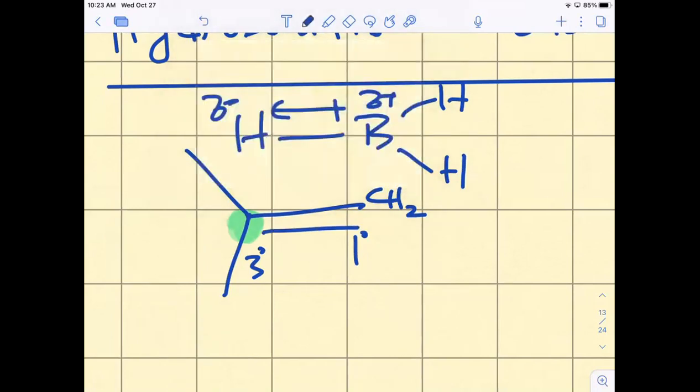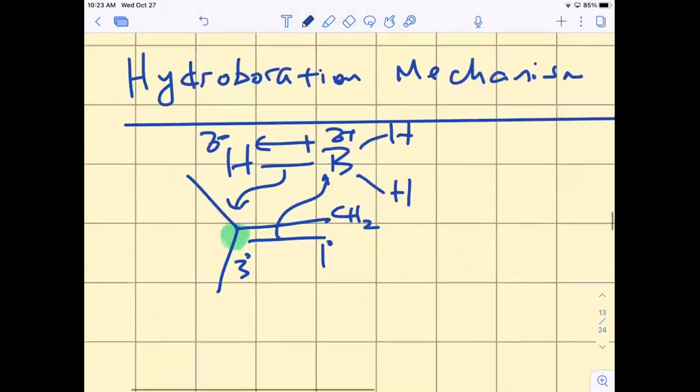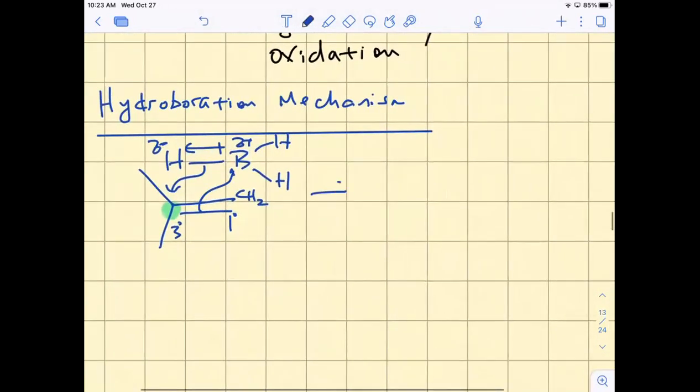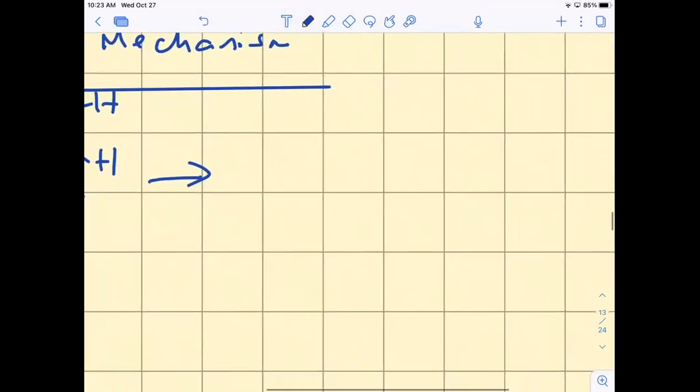Right. So when this happens, this pair of electrons come in here, and then the pi bond is going to attack boron. So this goes through what's called an alkyl borane intermediate. So you got this, and your hydride is here. This is also why you see syn addition.